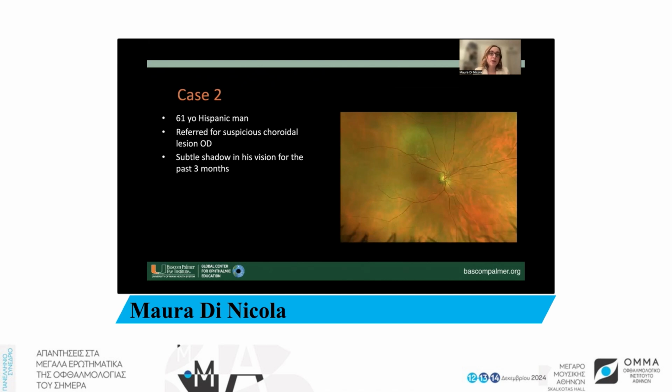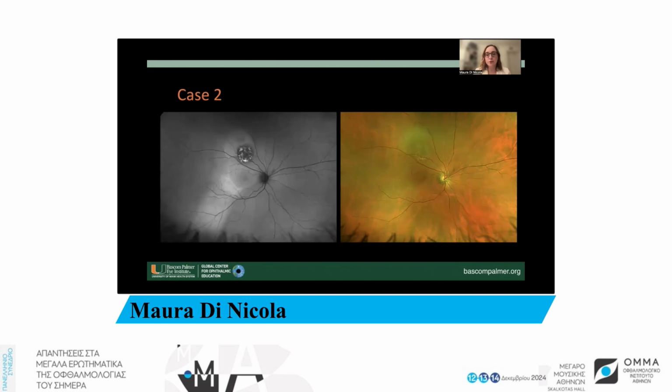This is another case of a 61-year-old man who was referred for a suspicious choroidal lesion in the right eye. You can see on the fundus photo here, this can probably almost appear similar to the first case I showed, with this small, maybe partially pigmented lesion with overlying orange pigment. Again, this appears hyperautofluorescent, and again, there's surrounding hyperautofluorescence that indicates the presence of associated subretinal fluid.